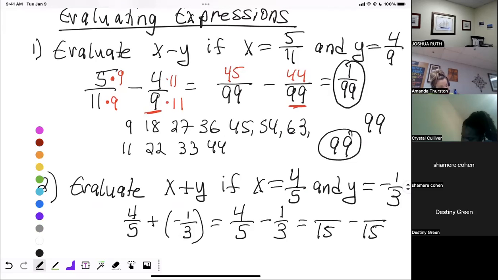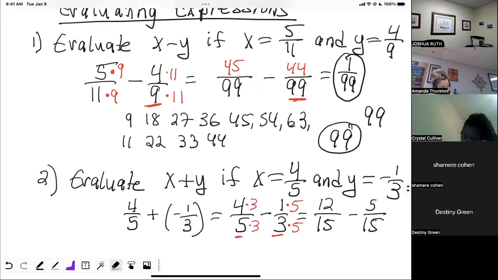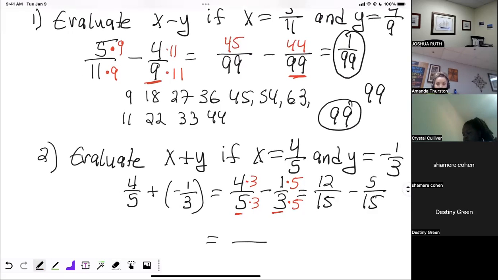If you're not sure, you can do the multiples like I did. So this is what I need. This is what I have. I'm going to multiply 5 by 3 to get 15, which means I multiply 4 by 3 to get 12. So 12. Now, this is what I need. This is what I have. I got to multiply 3 by 5 to get 15, which means I multiply the numerator by 5, which means my new fraction is 5. Now that they have common denominators, I can just subtract them. So my denominator is going to be 15, and 12 minus 5 is 7.